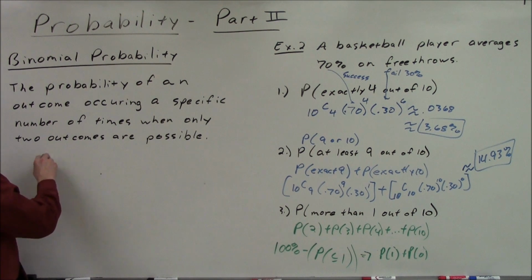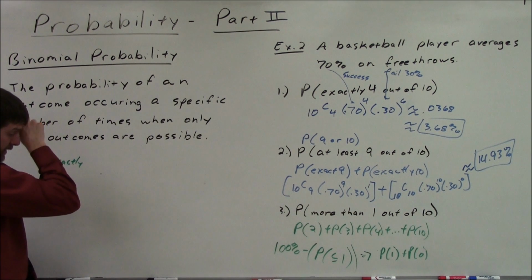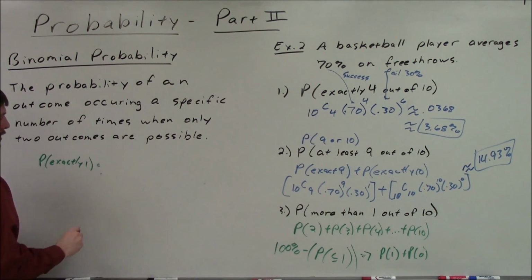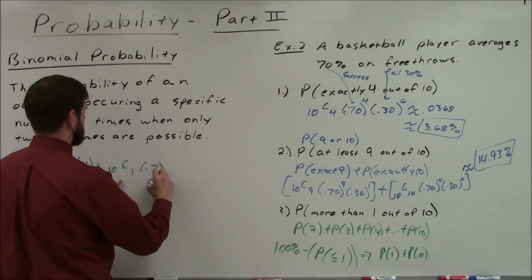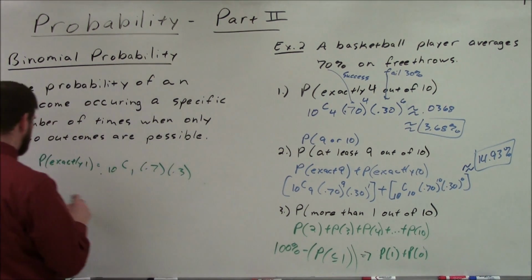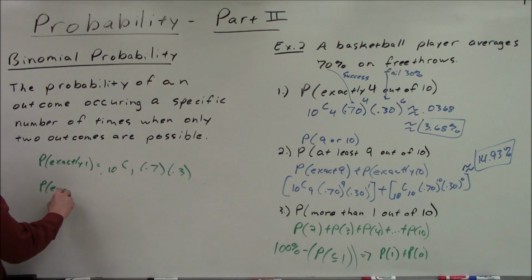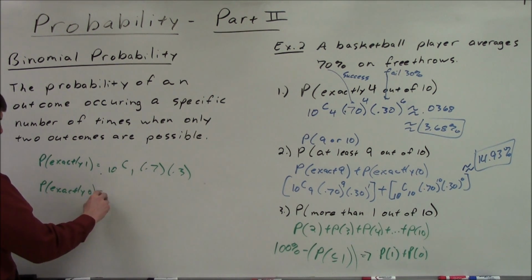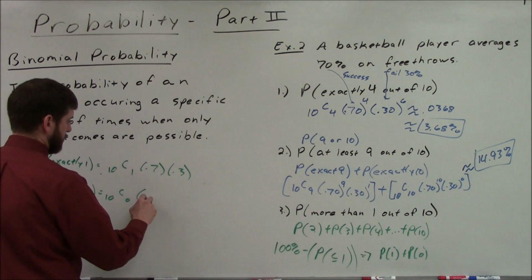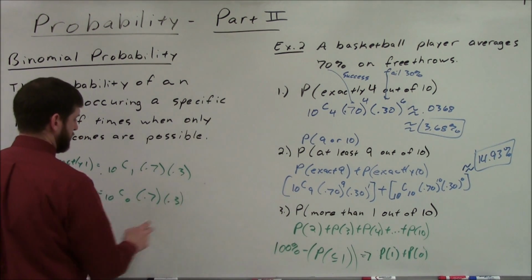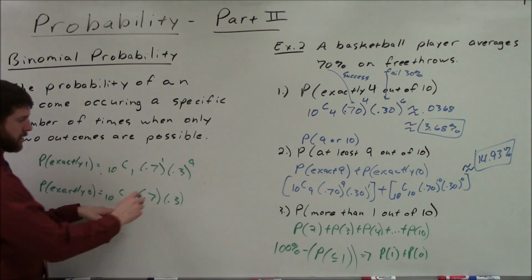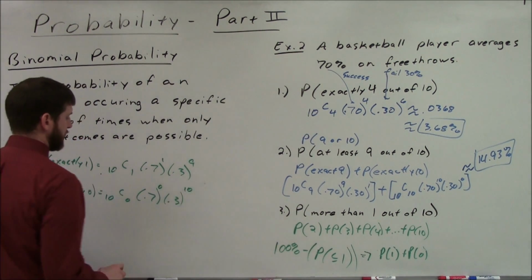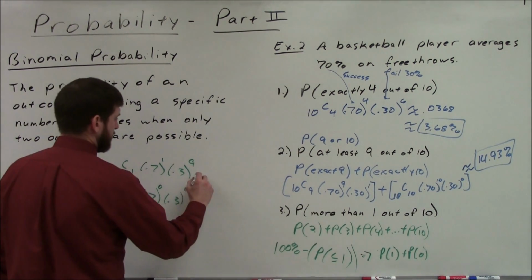So the probability of exactly 1, I'll show you how I kind of get this organized if I was on paper, would be 10C1 times 0.7 and 0.3. I'll go ahead and do the probability of exactly 0. That's 10C0 of 0.7 and 0.3. And remember, those values don't change. 1 success means 9 failures. 0 successes mean 10 failures. So I can figure out what that is.